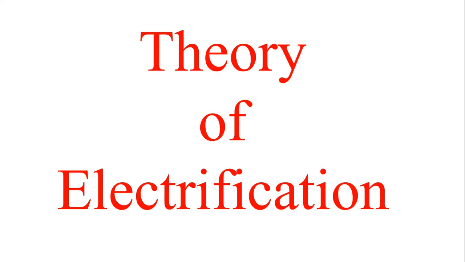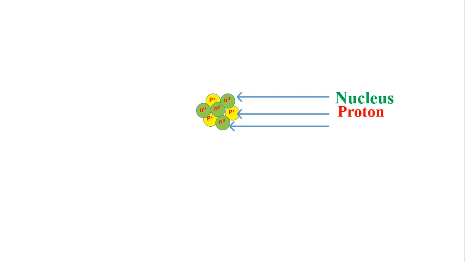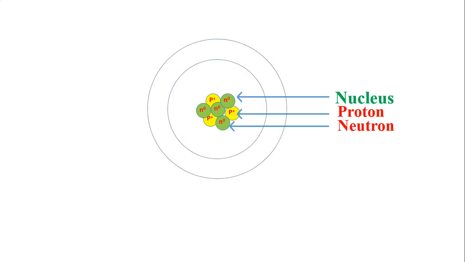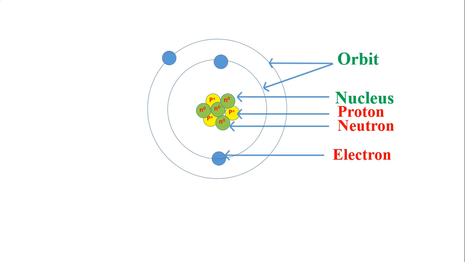Exactly what is it? Before the theory of electrification, we must have a little idea about the construction of an atom. An atom consists of protons and neutrons in its central part. Protons are positively charged, neutrons are chargeless, and they are packed in the central part called the nucleus. And this nucleus is surrounded by a path for the electrons that is called the orbit or shell. This orbit contains electrons, and these electrons revolve around the nucleus.